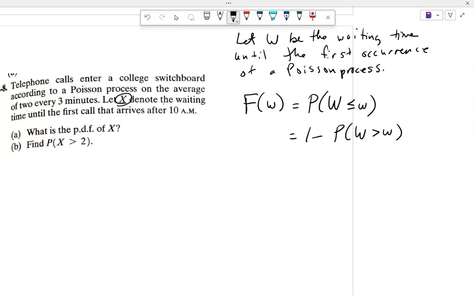This says that the complement of this is 1 minus the probability that the waiting time is greater than W. That's something I can actually think about. Because if my waiting time is greater than W, I can't have any occurrences from time 0 until time W. Right? So this is the same thing as 1 minus the probability of no occurrences in the interval from 0 to W.